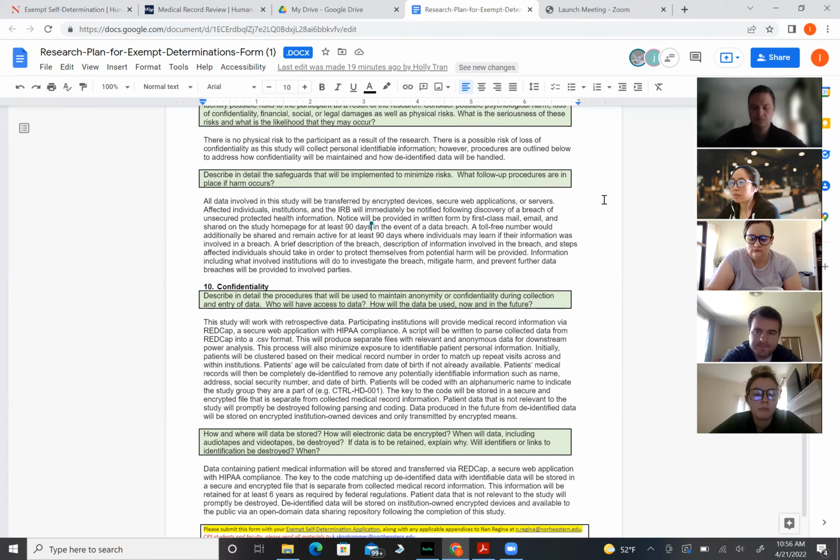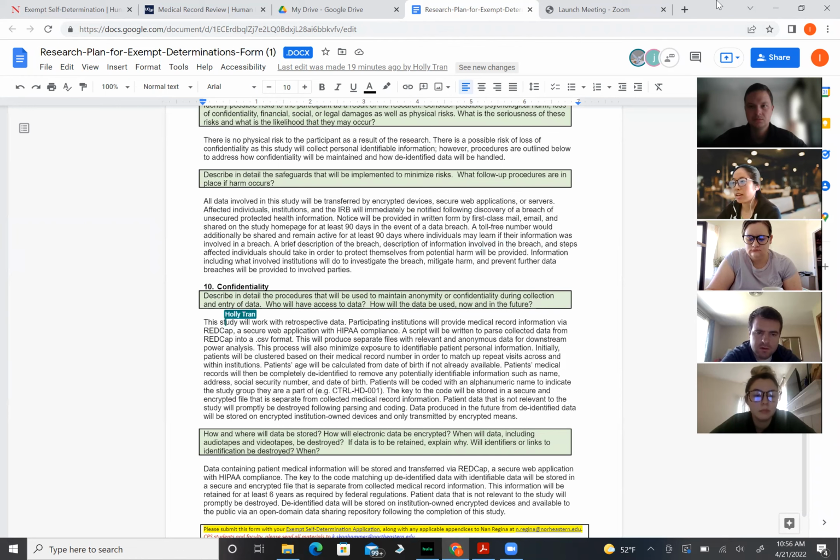In the event of a data breach, a toll-free number would be provided and remain active for at least 90 days, where people can call in to find out if their data was involved in the breach. And then an investigation would be done, and we would figure out how to mitigate potential harm that's done from this potential data breach.